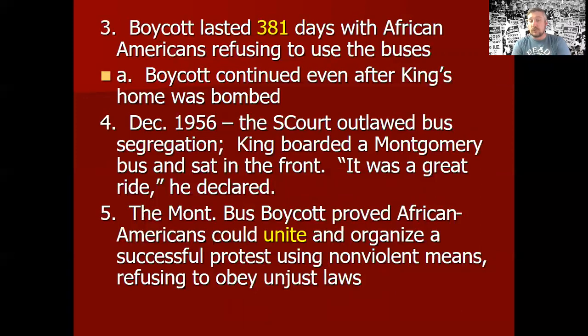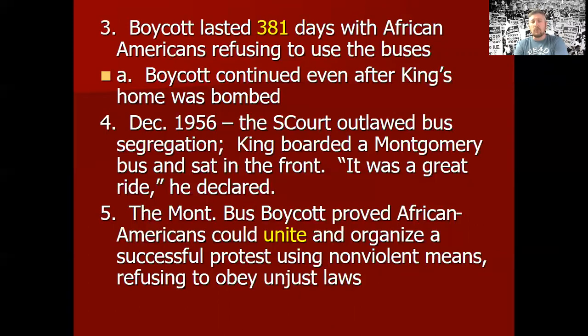The boycott would last over a full year, and African Americans in Montgomery sacrificed a lot, having to walk to their work. They organized as a community to help ride share and things like that. Dr. King was subject to violence himself. His home was bombed. Could have killed his wife, his kids.